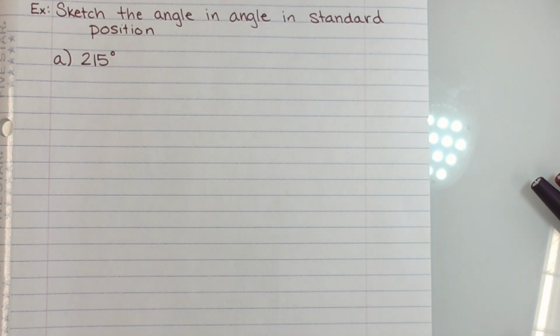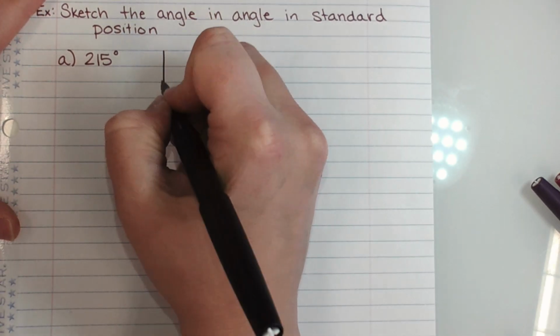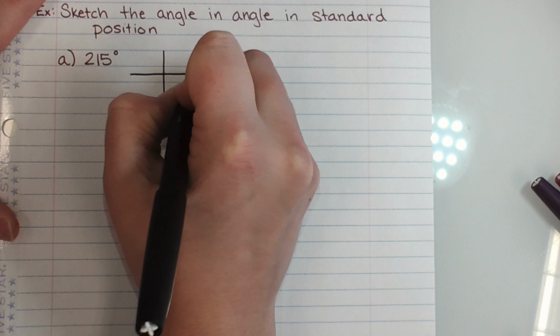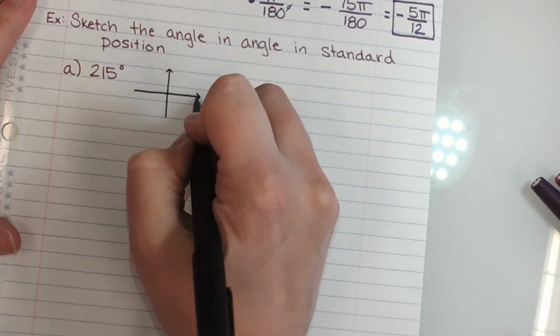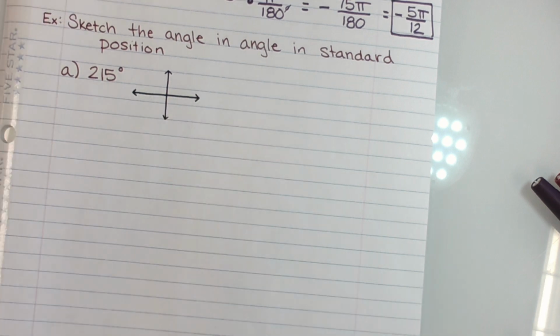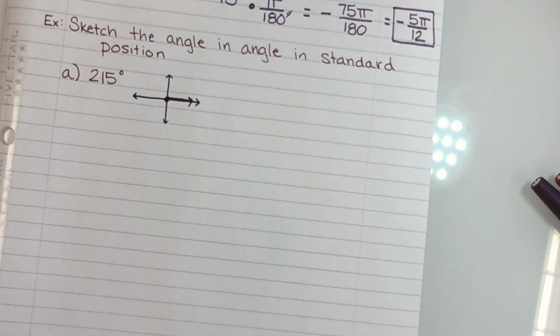So we need a coordinate grid. We don't need a big one. When you are sketching an angle, it doesn't have to be perfect. You just have to be able to get the general idea. It does not have to be a big graph. I make mine tiny. I start by putting the vertex on the origin and the initial side on the positive x-axis. From there, next thing I check is positive or negative.